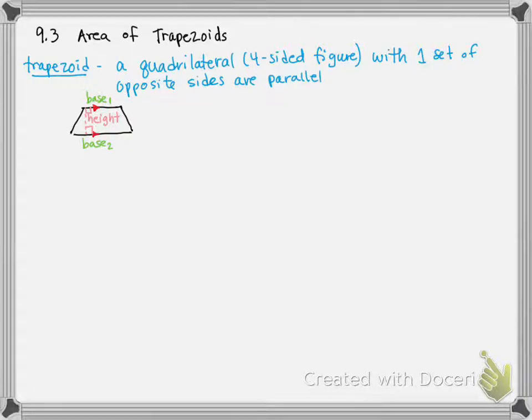So let's write a little bit about those bases. So base sub 1 and base sub 2 are parallel. Notice I'm not saying they're congruent because that would not necessarily be true here. And we only have one set of parallel sides. And then the height is perpendicular to both bases. Perpendicular meaning meets at right angles to both bases.